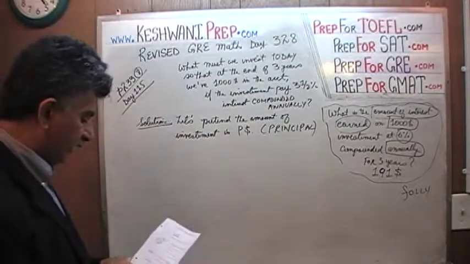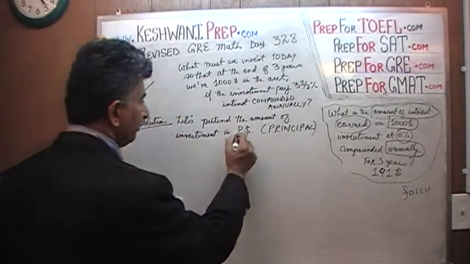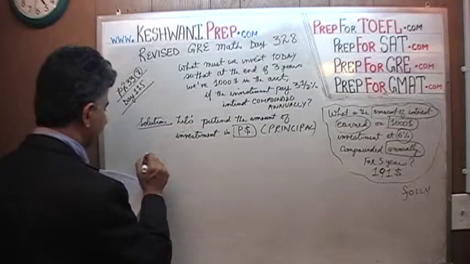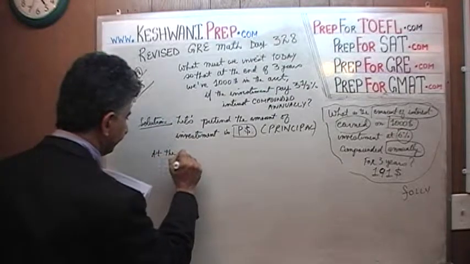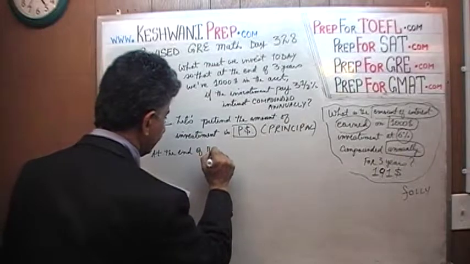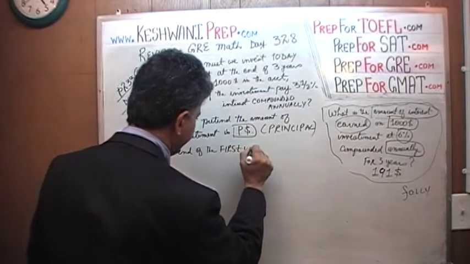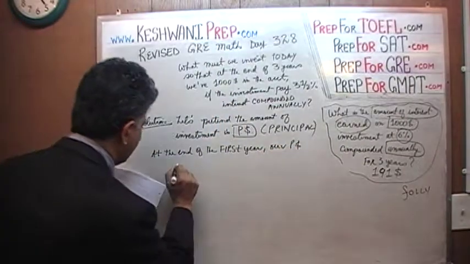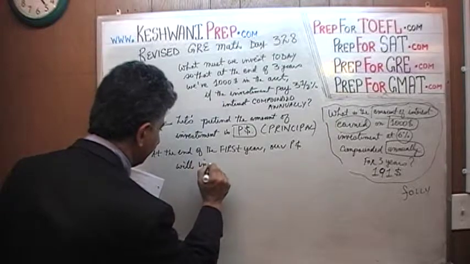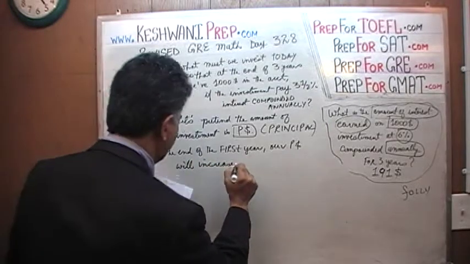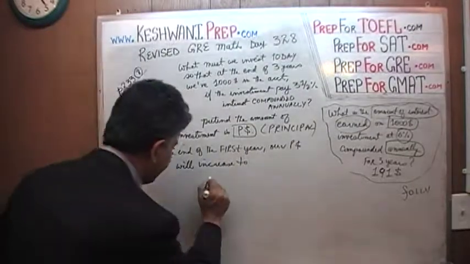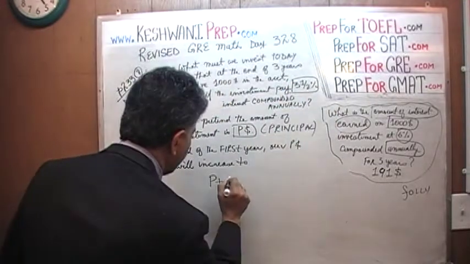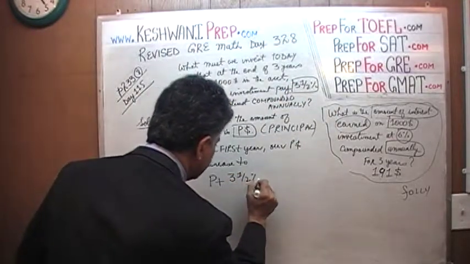Let's find out. So what's going to happen at the end of the first year? If we start out with this amount, P dollars, P for principal, at the end of the first year, our P dollars will increase to what? Well, we'll have $P that we started out with plus 3.5% of it, plus 3.5% of P.